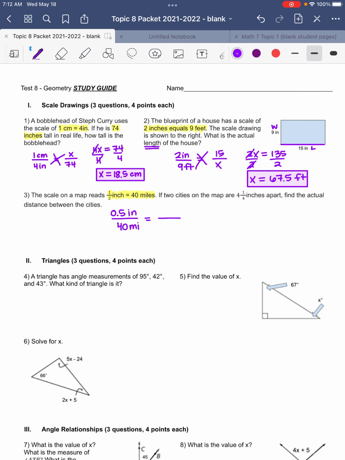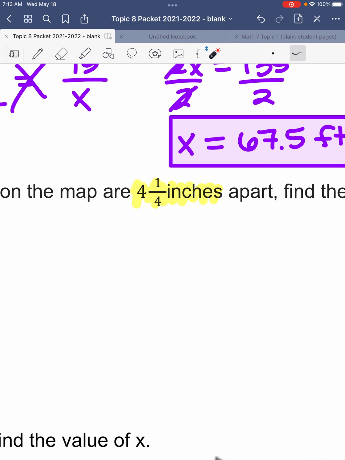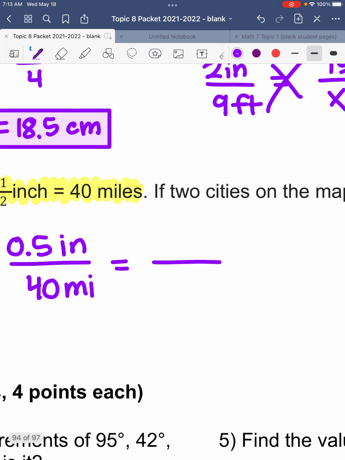We know that 2 cities on the map are 4 1/4 inches apart. So I know that needs to go on the top, but again, that mixed number is like a fraction inside of a fraction. I don't like that. So I know my whole number piece is 4. What decimal would I use for the 1/4? 0.25. So 4.25 is equivalent to 4 1/4. So that's what I'm going to use. So we have 4.25 inches, and we're trying to figure out the actual distance between them.